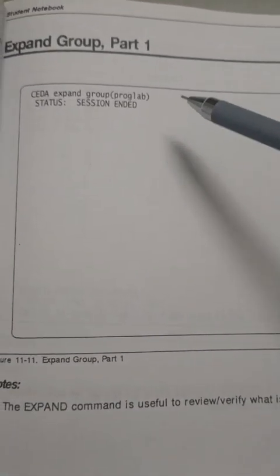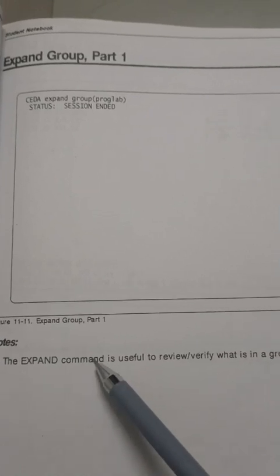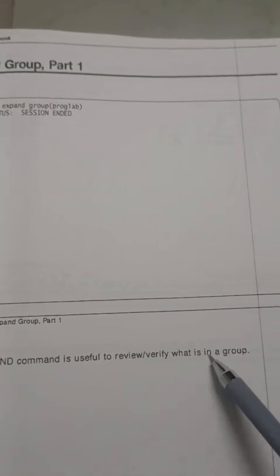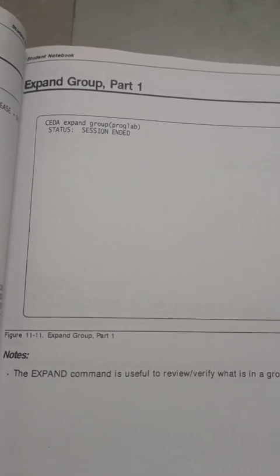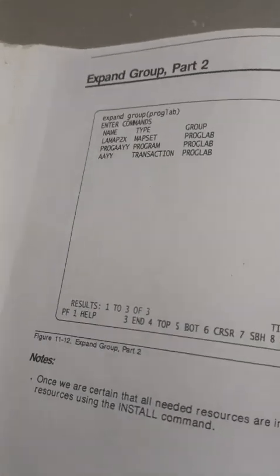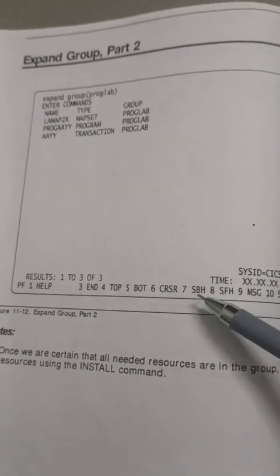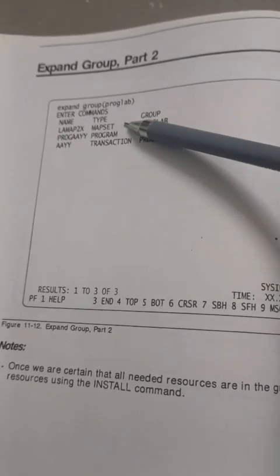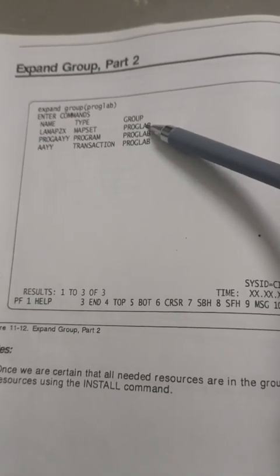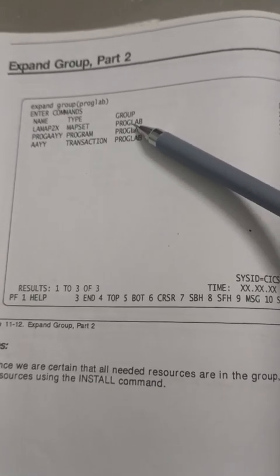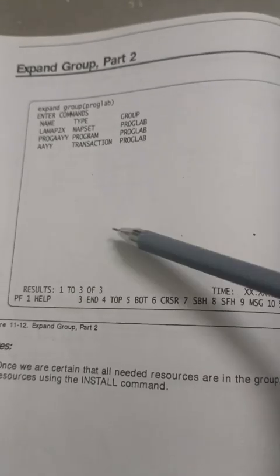To expand a group, you give CEDA EXPAND GROUP with the group name. Expand is a command useful to review and verify the group name. Once your group is expanded successfully, you will see a message, and it will display what is defined under this group name: the map set, program name and transaction.